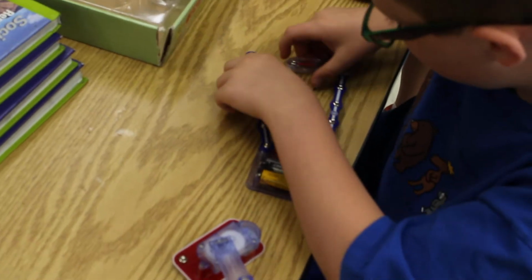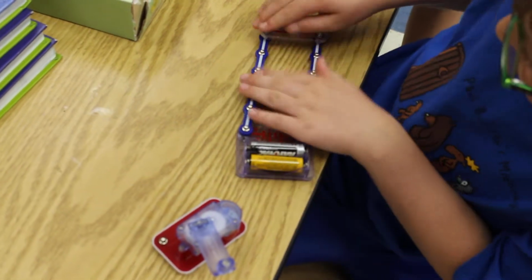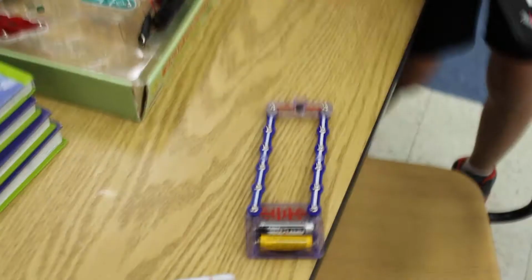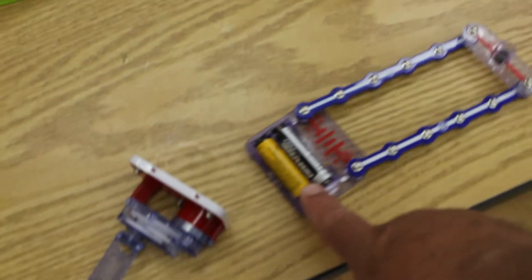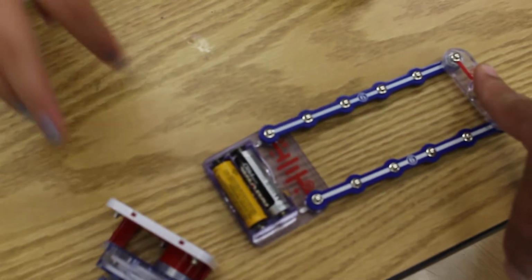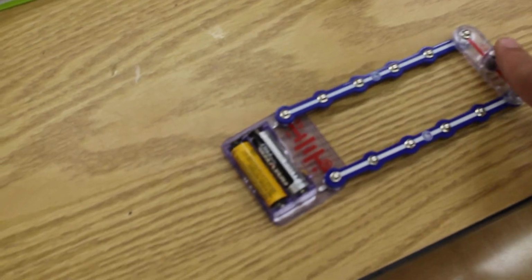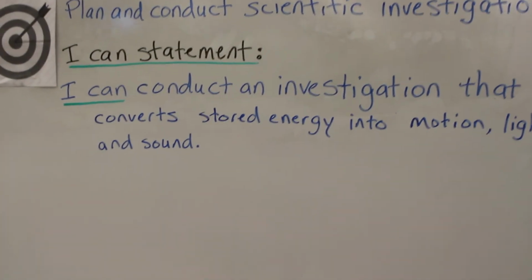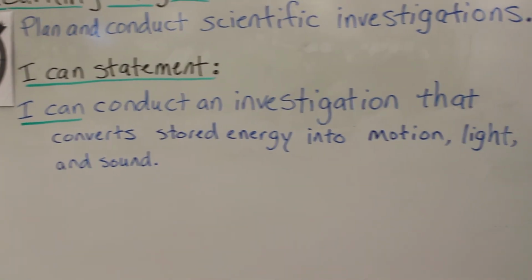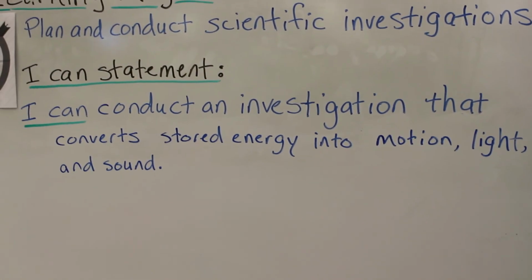Wait, you just placed it wrong, because positive and positive does nothing. Or does it? So now we're using stored energy to make something as simple as this. That sounds like a fire. Good job. All right, so far, come check out that circuit. We'll keep checking out your circuits. We'll keep building. So we are working on turning stored energy from the batteries, electrical energy in the battery, into motion, light, and sound.